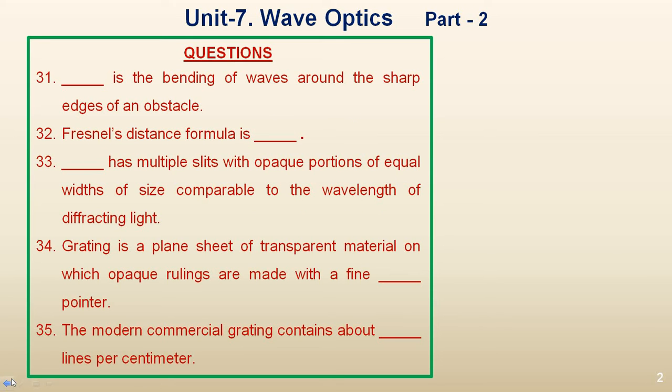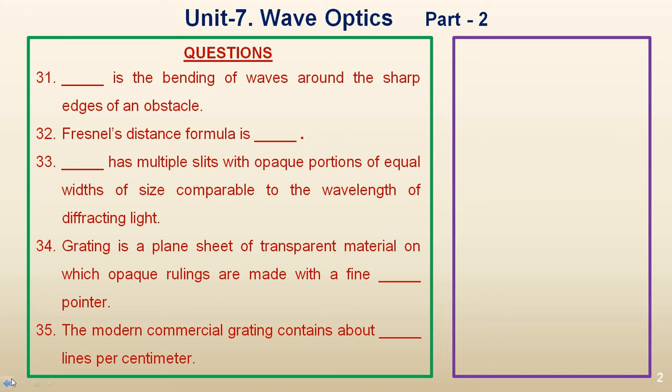Dear students, now we are going to see the answers for the question number 31 to 35. Question number 31. Dash is the bending of waves around the sharp edges of an obstacle. The answer for this one is diffraction. Question number 32. Fresnel's distance formula is given by a square by 2 lambda.